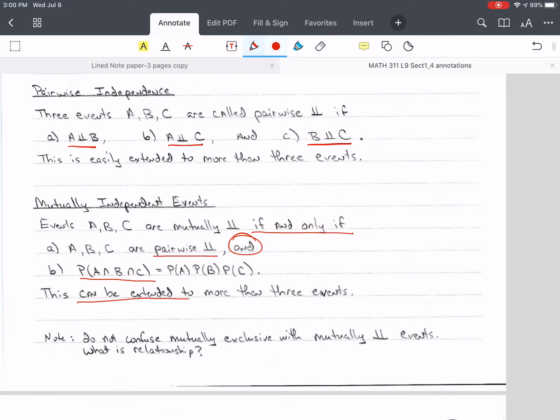So please do not confuse mutually exclusive events with mutually independent events. These are different things. Mutually exclusive can talk about 2 events and they are disjoint. Mutually independent is very different. In fact, a nice question is, what's the relationship between independence and mutually exclusive events or disjoint events? This is something I'll leave for you to think about.